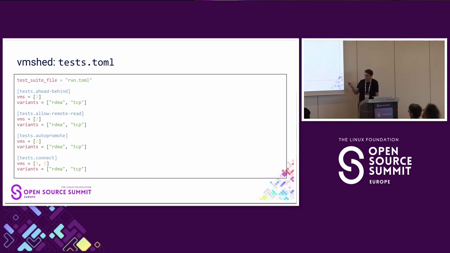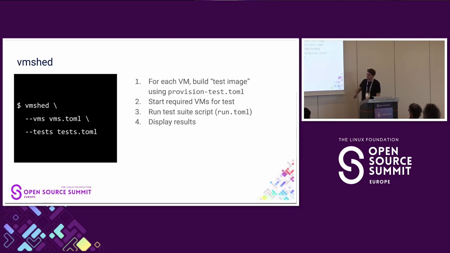And speaking of permutations, you also can supply variants. So for example, DRBD can communicate over RDMA or TCP. So we want to test both of that, but it's the same test case, just with a different configuration. So we can do permutations of that using the variants. And you'll notice at the very top here, you supply a test suite file, and that's just a Virter provisioning script that I talked about before that just runs your test suite, executes the Python script. So that's how you would run it. It's not very spectacular, just the two files and then it runs.